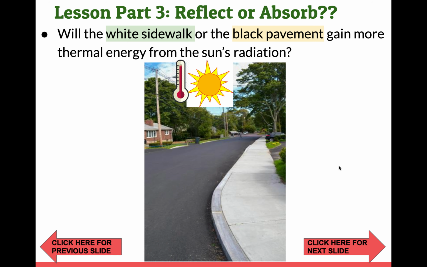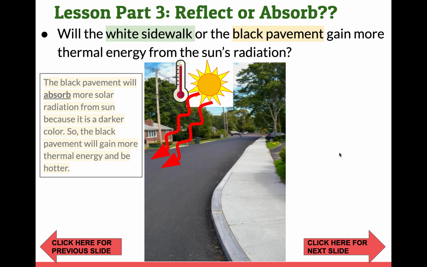Well, you have experience hopefully from this. The radiation from the sun gets absorbed by the black pavement because it's the color black, just like the sweater. So the black pavement will absorb more solar radiation from the sun because it's a darker color. So the black pavement will gain more thermal energy and be hotter.